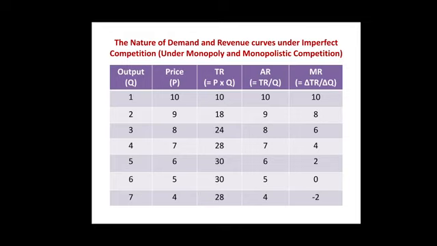Students, from this table we can see that if a firm wants to sell more, it will have to lower down the price. So here we see as the price falls from rupees 10 to rupees 4, the output sold in case of imperfect competition increases from 1 unit to 7 units. Total revenue, which is given in the third column of the table, which is equal to price into number of units sold, increases from rupees 10 to rupees 30 at 5 units. However, at the 6th unit it becomes constant and ultimately starts falling at the next unit, that is at the 7th unit.